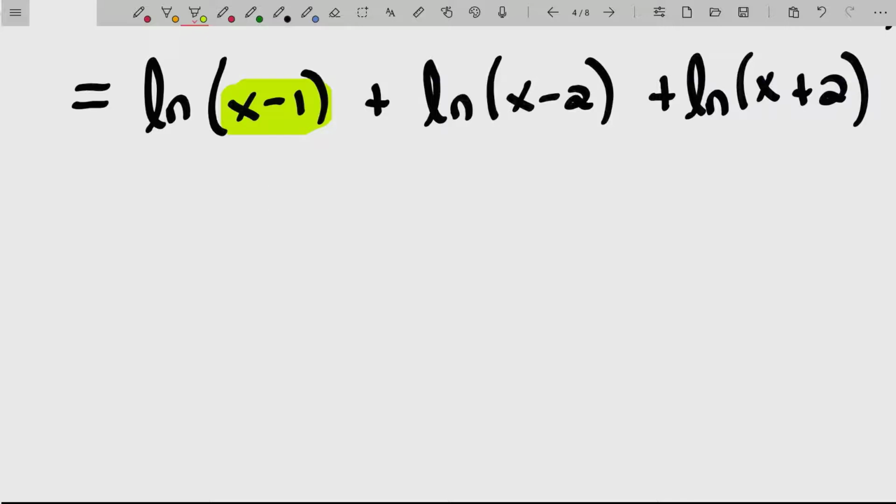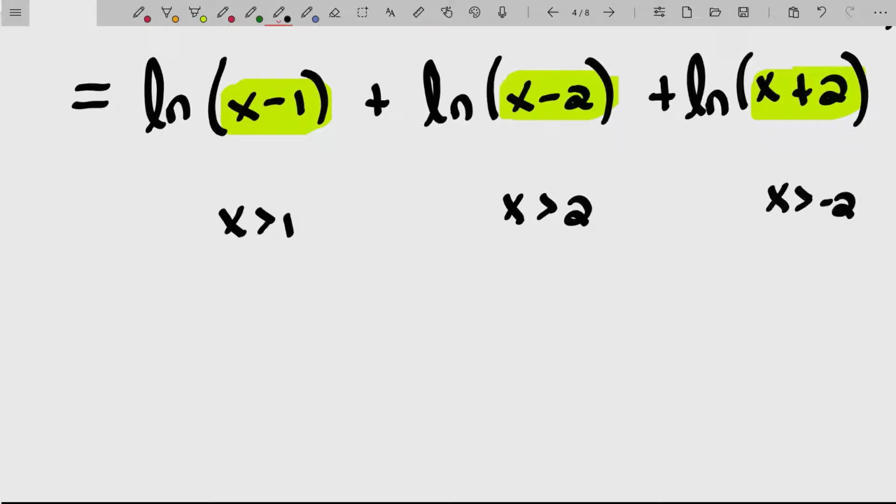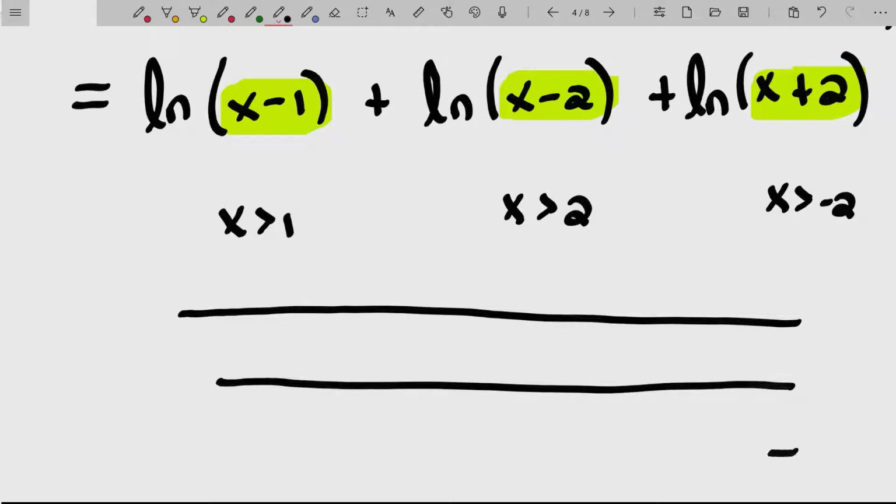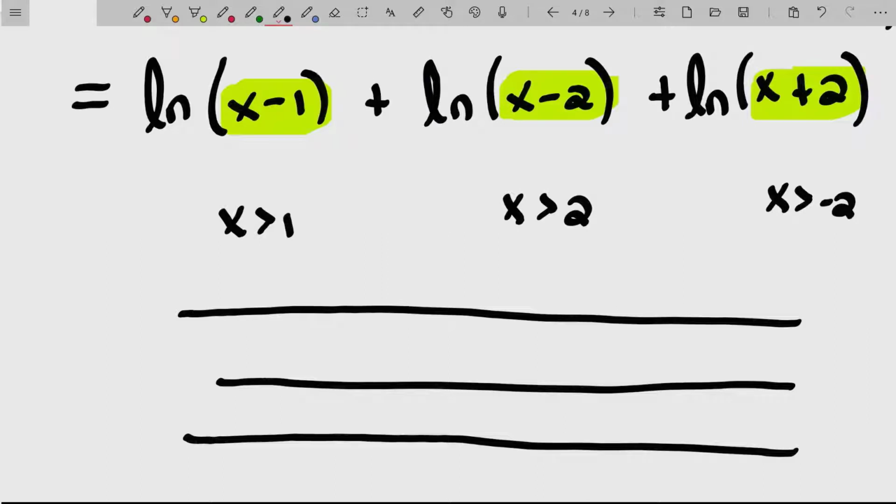Oops. Let me write that down. So you need x to be greater than 1. And then you would say, oh, and I need x minus 2 to be positive. So x has to be greater than 2. And then you would say, I need x plus 2 to be positive. So x has to be greater than -2. And then you would graph out each of those intervals. X has to be, let me draw those numbers first of all. Here's 2. Here's 1. And then here's -2.